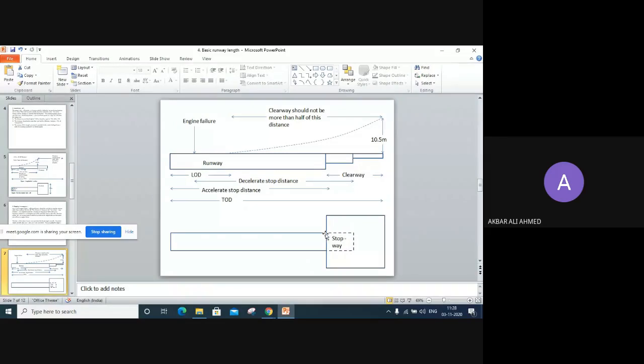So this is a stopway. You can see here, extra stopway is there. Clearway is also there. So this is stopway, and this is the clearway. The entire length is the clearway, entire width. So clearway is also there, stopway is also there.